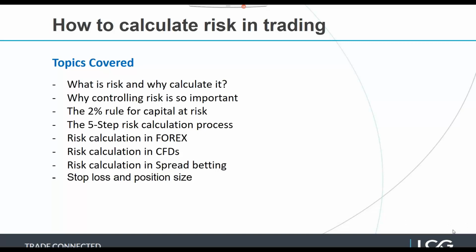So I sort of summarize what we're looking through with those topics covered, but as you can see there, it's what is risk and why calculate it, why controlling risk is so important, the 2% rule I'm sure you may have heard of, a 5-step risk calculation process, and then some of the specifics in terms of risk calculation for forex, CFDs and spread betting, then stop losses and position sizes. And then what I should have put at the end there is if there is any Q&A, obviously I'm happy to go through that as well.